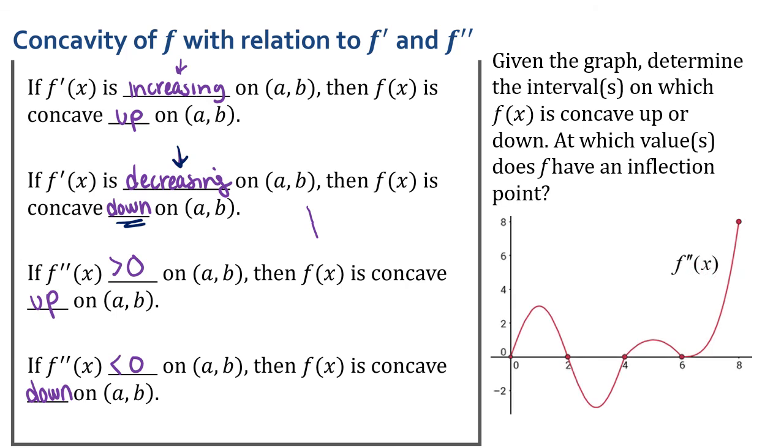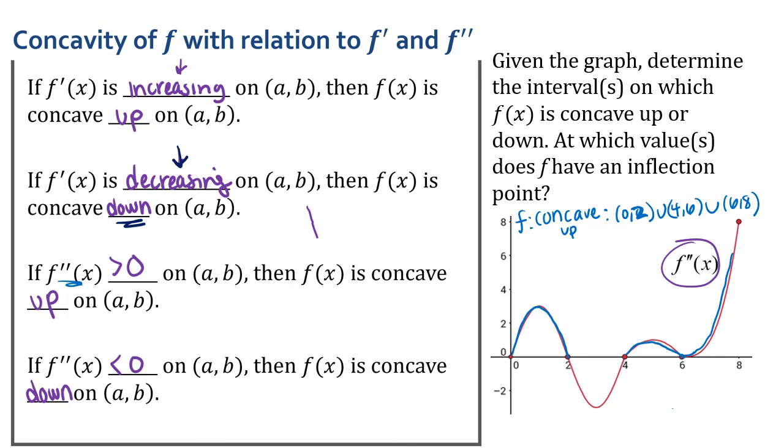Let's look at another example, but this time with the second derivative function. Okay, so we said that the function is concave up if your second derivative is positive. So we can see here that f is going to be concave up where our second derivative is positive. So it's positive from here to here, so from 0 to 2. It's positive from 4 to 6. And then it's positive again from 6 to 8.